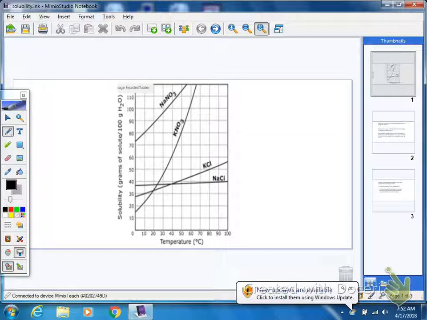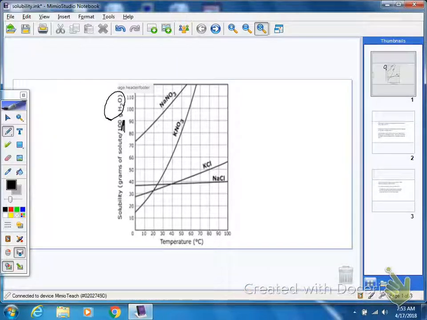Okay, one thing we're going to go over has to do with solubility. And we know that how much of a substance dissolves depends upon the amount of water present. And in this graph, you can see that we have 100 grams of H2O that they're talking about.